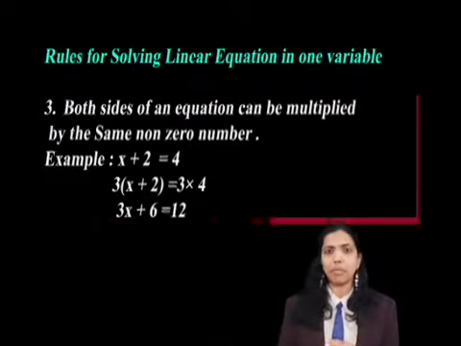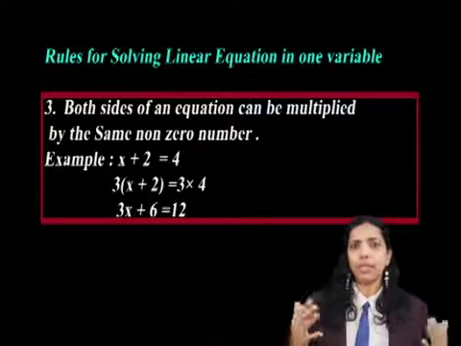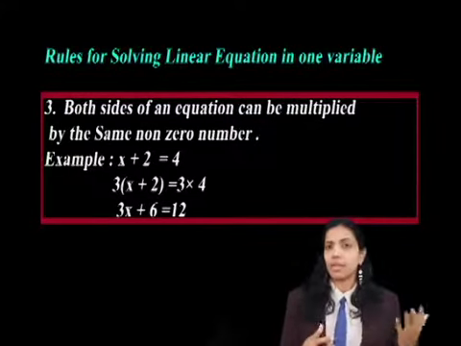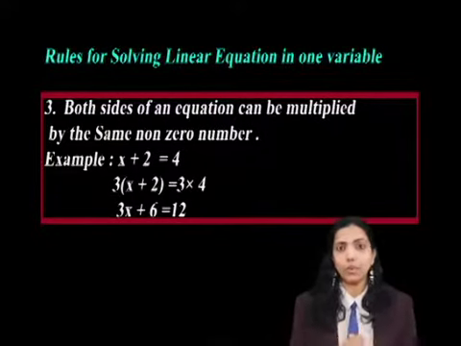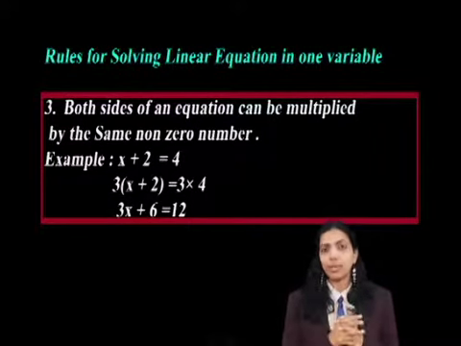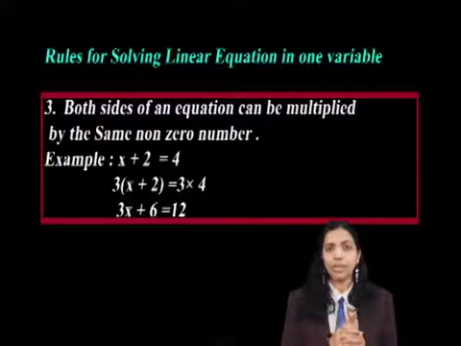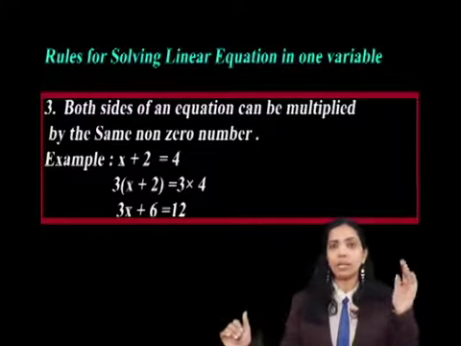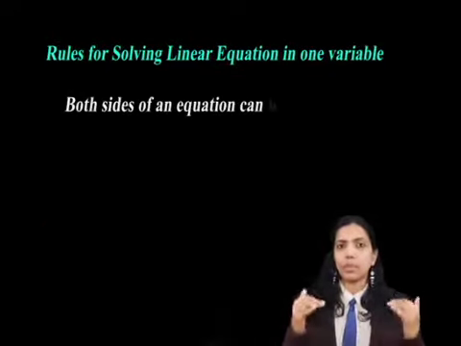Both sides of an equation can be multiplied by the same non-zero number. As you know, if we are multiplying by 0, nothing will happen. x plus 2 equals 4 is the equation, and we are going to multiply by 3 on either side, on the left hand side as well as the right hand side. So 3 multiplied by (x plus 2) equals 3 into 4. Here we have to take care: if I am opening the bracket, 3 has to be multiplied by each term inside the bracket. So 3 multiplied by x, we are getting 3x, plus 3 2s are 6. On the left side we now have 3x plus 6, and on the right hand side it is equal to 12.